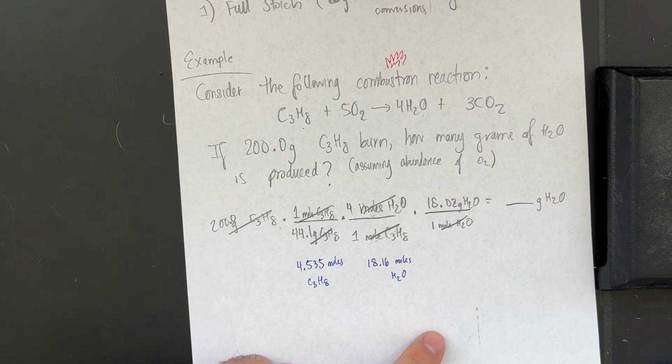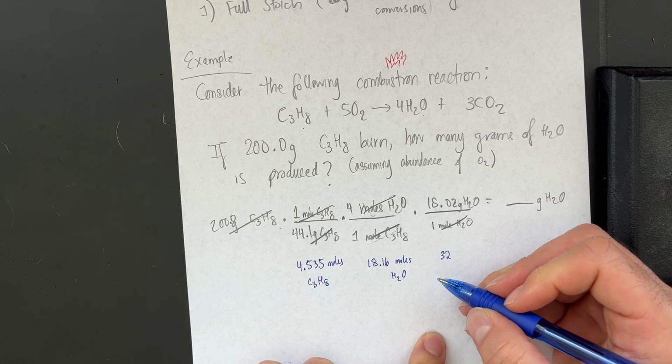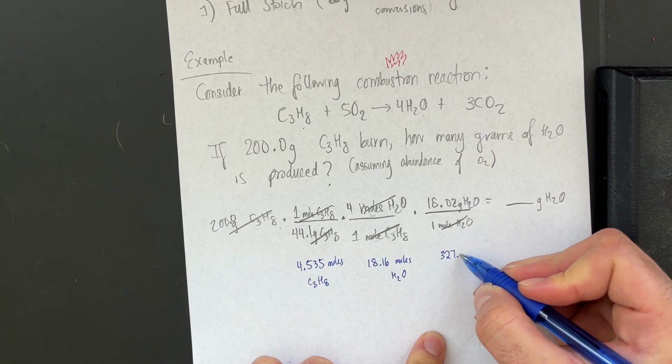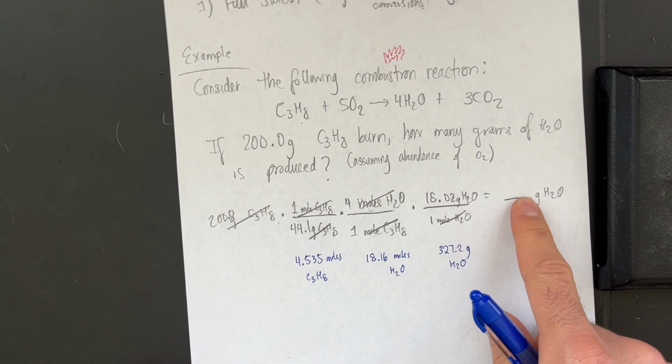Again, if we were to write this out as an intermediate step, what we would get is 327.2 grams of H2O. And so there you go. But again, this is actually what we want to put in here.